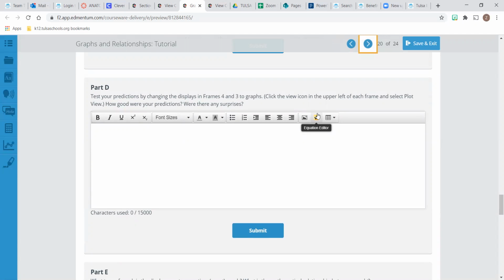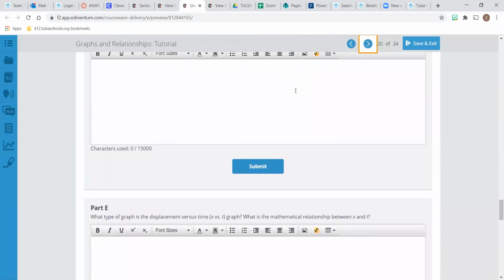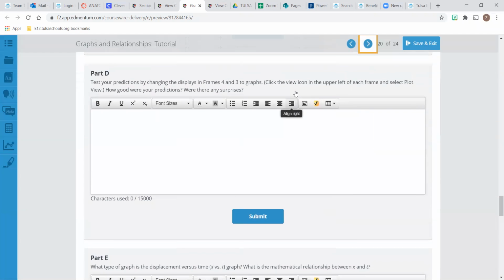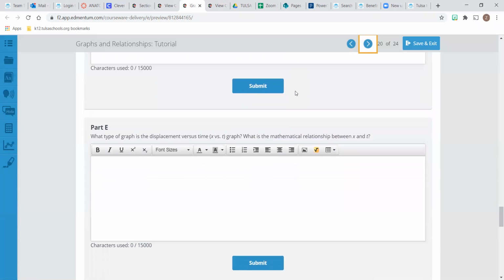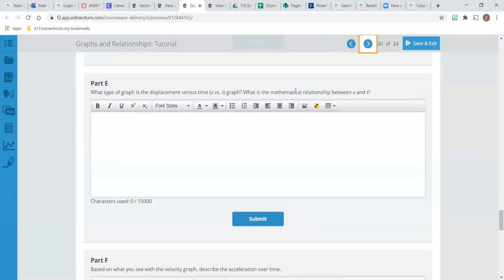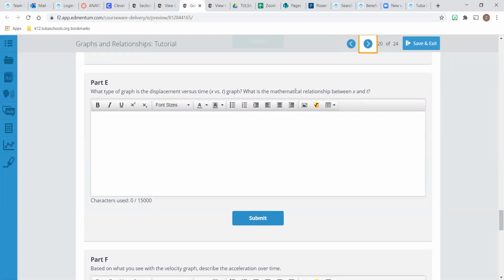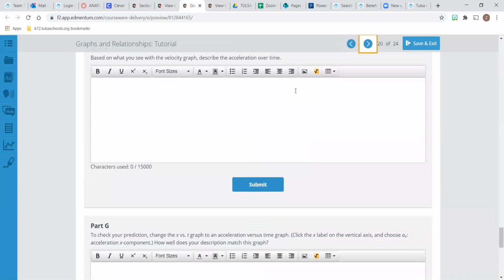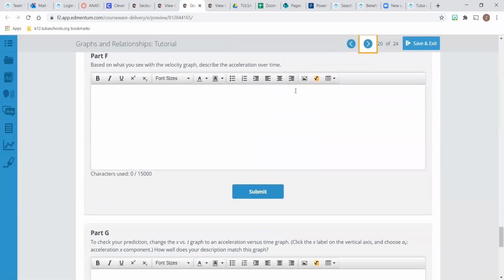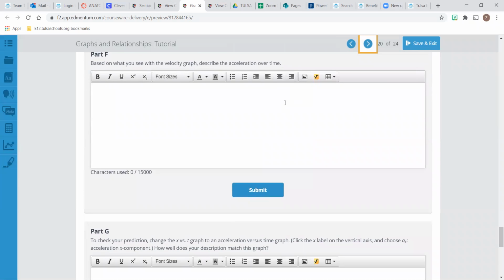And then it asks you to test your predictions by changing the displays to graphs. And asks you, were you right? Were you close? Were you surprised by anything? And then it asks you what type of graph you see and what is the mathematical relationship. Can you come up with an equation?